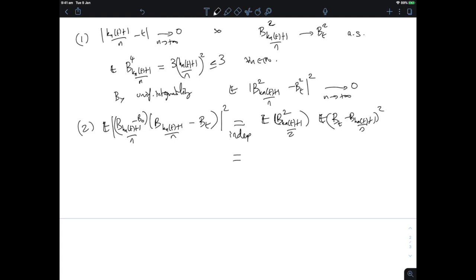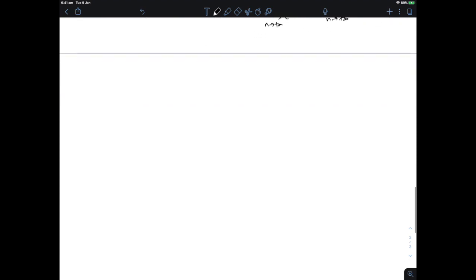So this is exactly equal to (k_n(t)+1)/n times (t minus (k_n(t)+1)/n). Now this goes to t as n goes to infinity, and this goes to 0 as n goes to infinity. Therefore, the entire thing goes to 0 as n goes to infinity. So it means the error term goes to 0 in L2 norm as n goes to infinity. Now, these were the two easy terms, and now we have to look at the harder term.